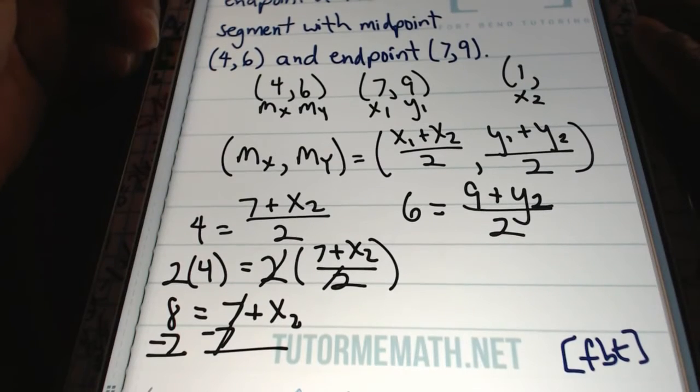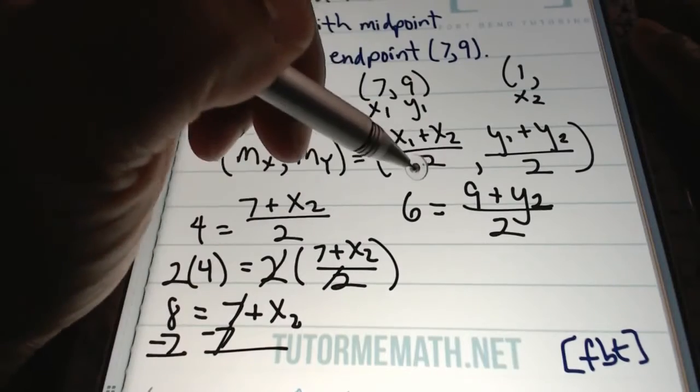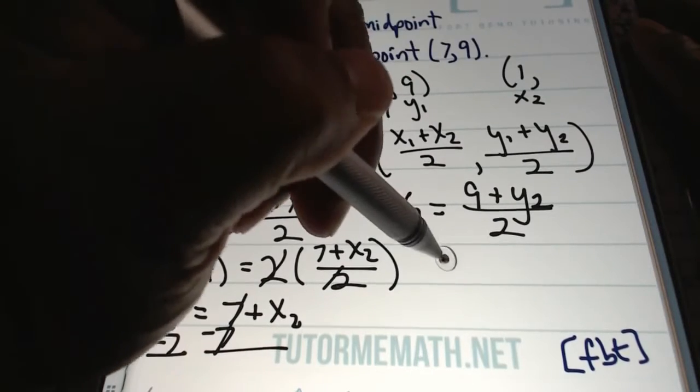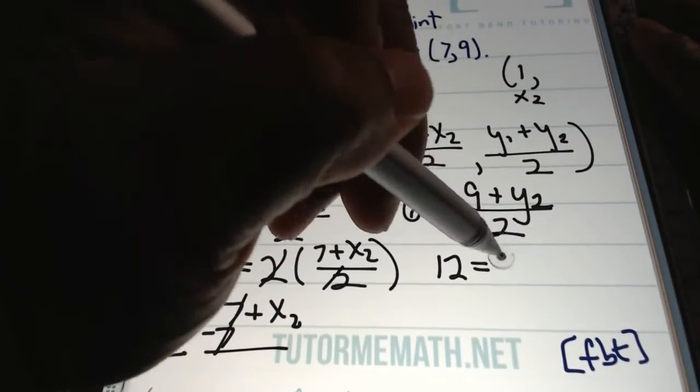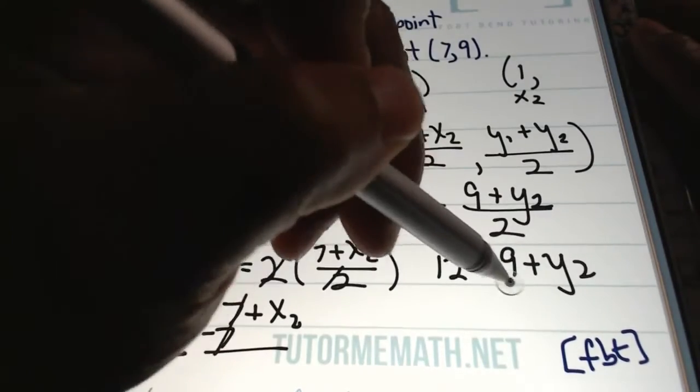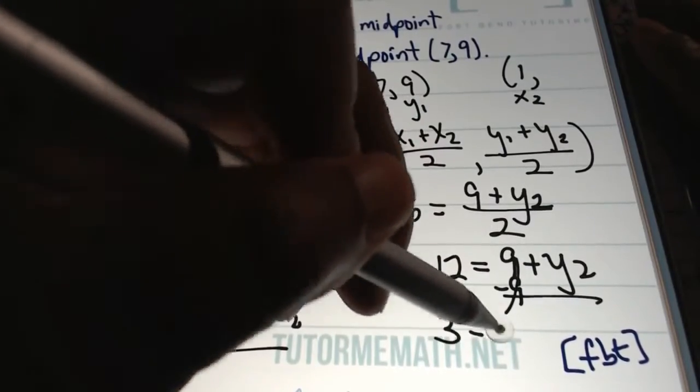Let's go ahead and solve for this y value, guys. We multiply both sides by 2. When doing so, we know that 2 times 6 is 12. On the right side, those 2's will cancel out to give me 9 plus y2. Subtracting 9 from both sides of the equal sign, we end up with 3, which equals y2.